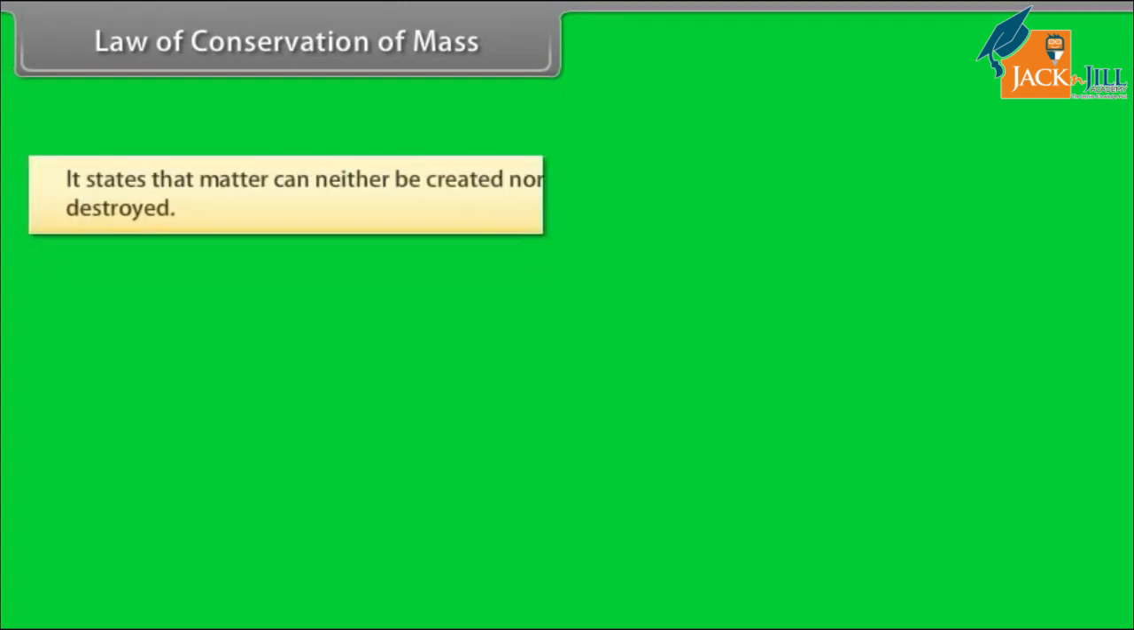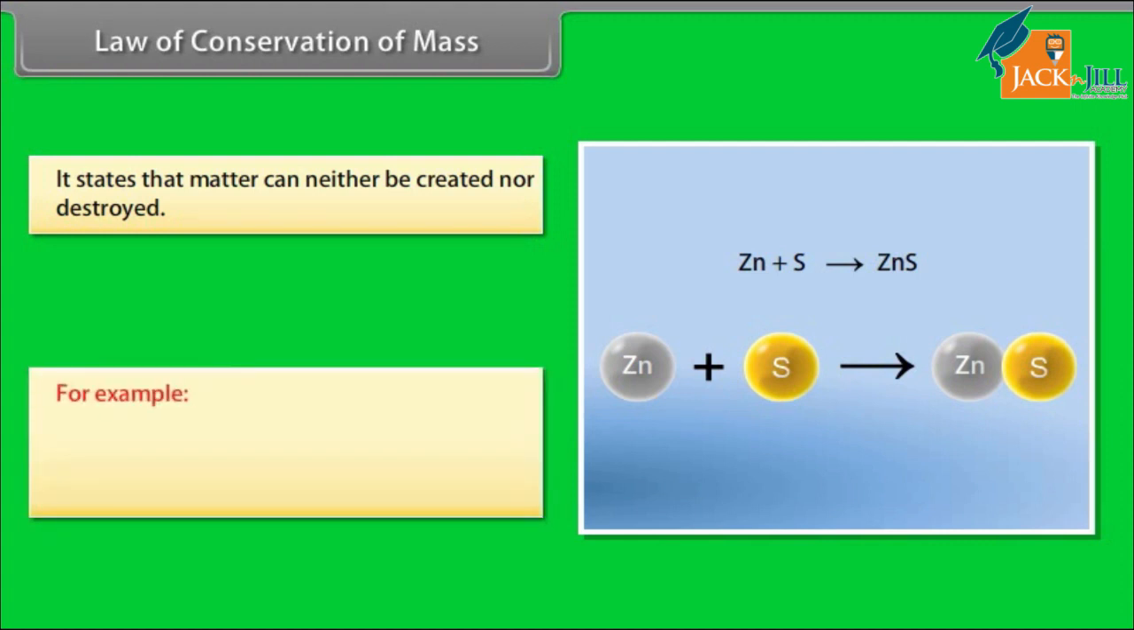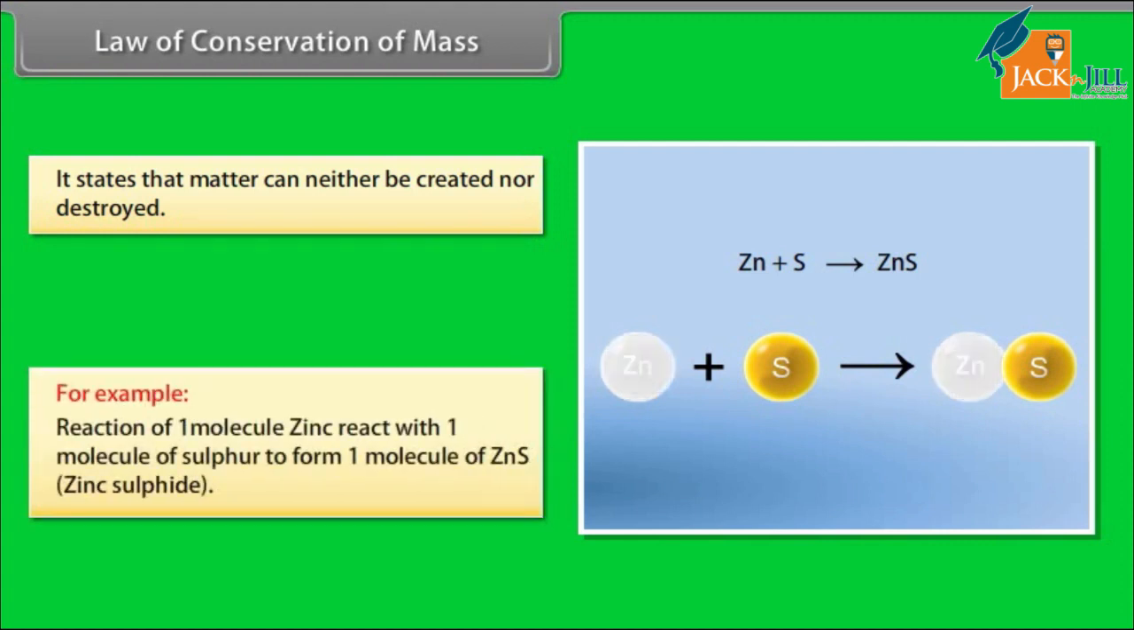Law of conservation of mass. It states that matter can neither be created nor destroyed. For example, 1 atom of zinc reacts with 1 atom of sulfur to form 1 molecule of zinc sulfide.